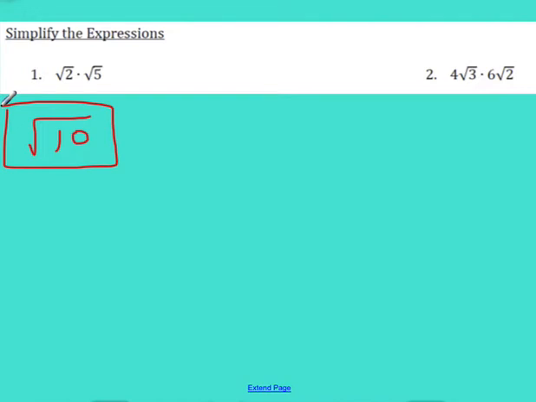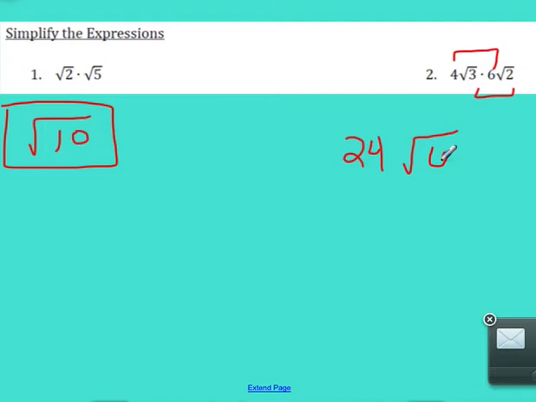Then, taking a look at number 2, we want to multiply the outside with the outside. So we want to take 4 times 6. Now 4 times 6 is 24. Then we're just going to multiply things underneath the radical: 3 times 2, which is 6. So think about it this way. Can we break down what's underneath the radical anymore? Can we break down that 6 anymore? Well, no, we can't. So we are going to call that our answer.